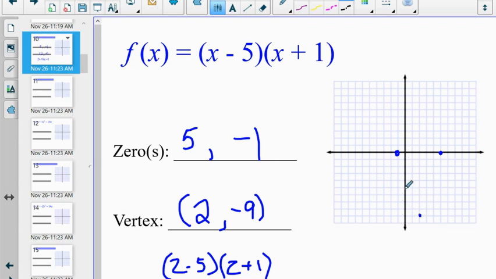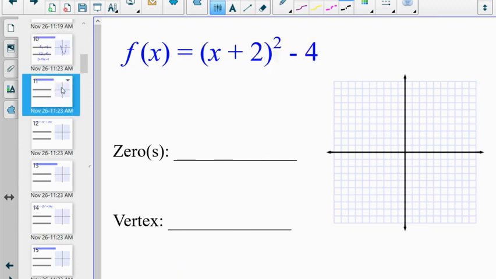Remember, we also found that the y-intercept was negative 5, so I guess we can use that point there. And I can put the symmetric point on the graph also. And then there we go. You'll probably do a better job of drawing these graphs than I do with my mouse. Here we go. There is that parabola.